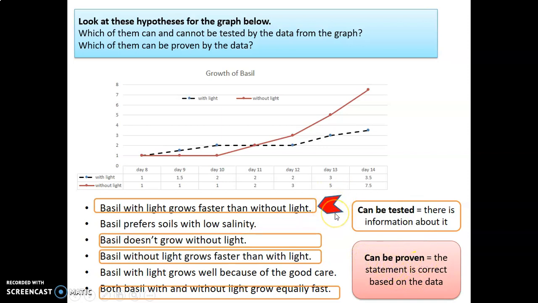This is the correct one, which is matching the data. But the rest, like this one and this one, they can be tested. Okay, so these are good, like four of them are good hypotheses for this kind of research. The point is, in your research, you should choose a hypothesis, not the right one, but the one that can be tested. Okay, the one you can use this information about to say yes or no.